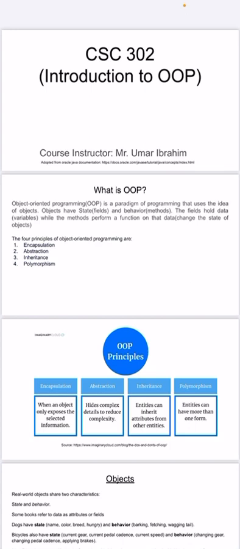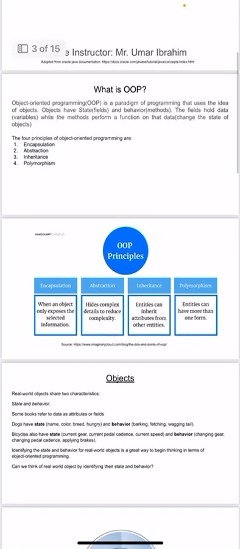Now, object-oriented programming has about 4 principles. We have encapsulation, abstraction, inheritance, and polymorphism. These principles will be discussed further as we go throughout the course of this material. So just a brief of OOP concepts.